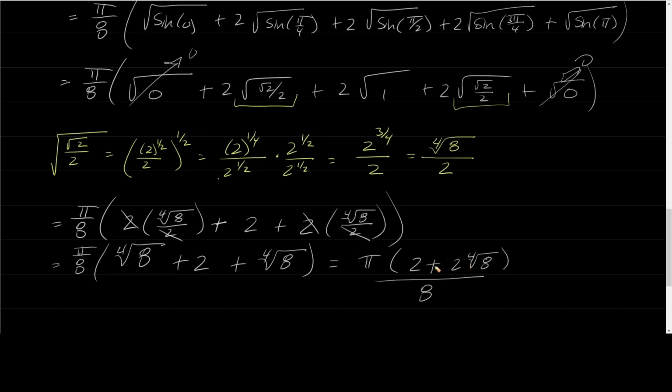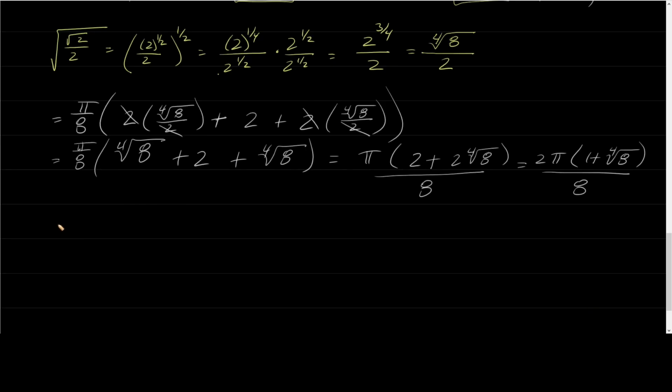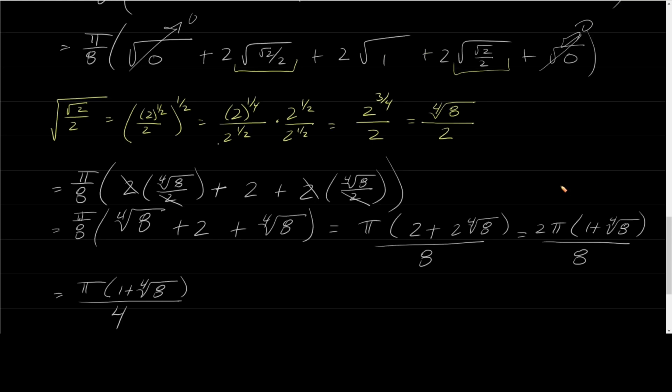But then I see that both of these two terms in here have a 2, so I can factor it out. So I have 2 pi times 1 plus the 4th root of 8, and all of this over 8. Giving me now that this is going to be pi times 1 plus 4th root of 8, and all of this over 4, right? Because the 2 and the 8 reduce.